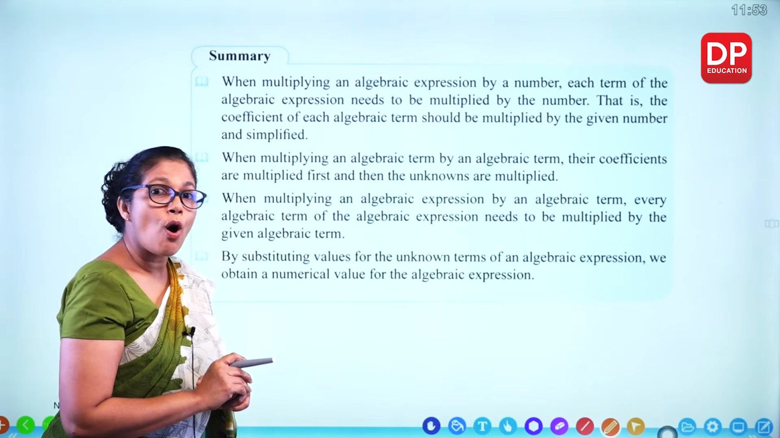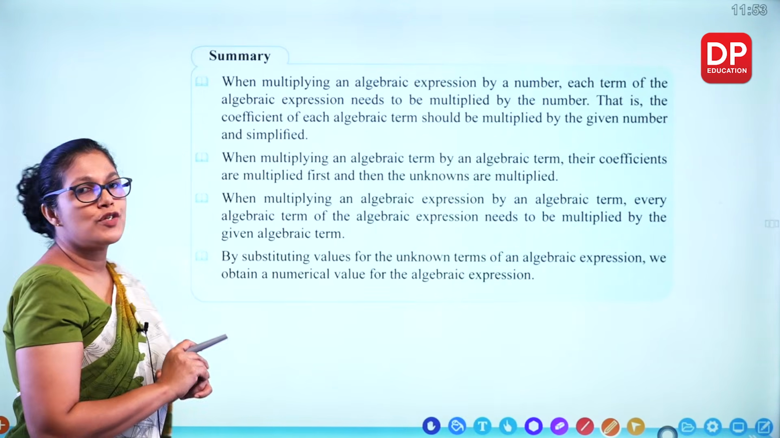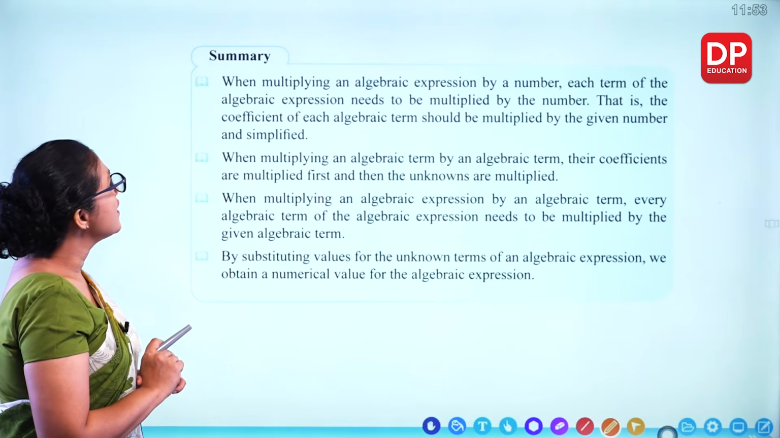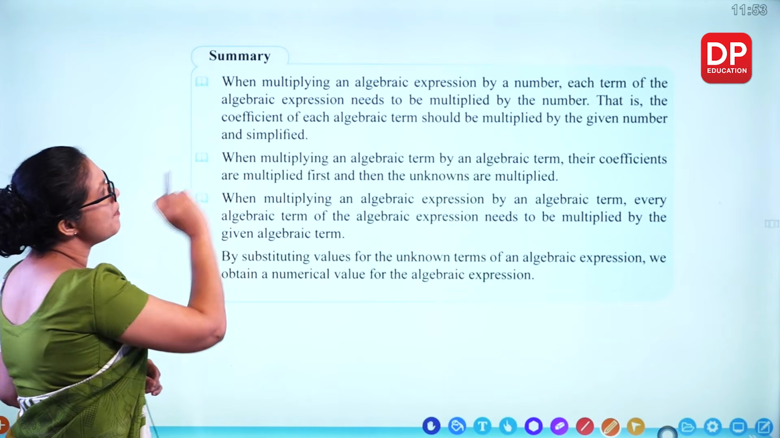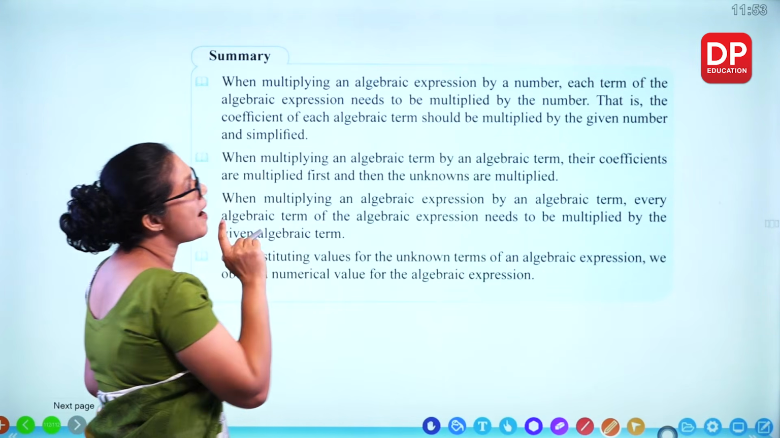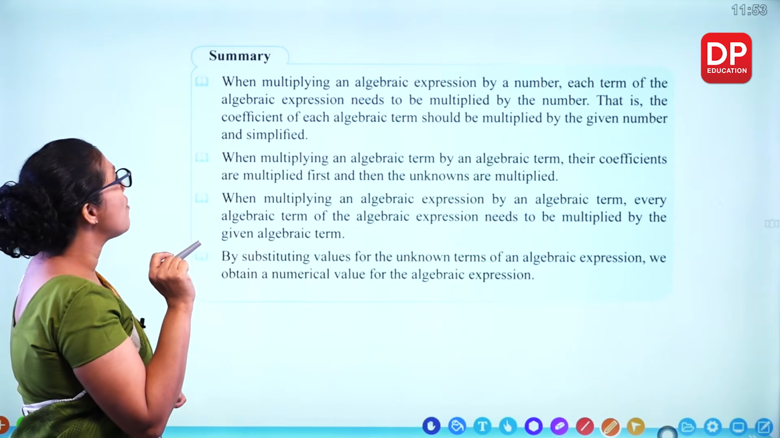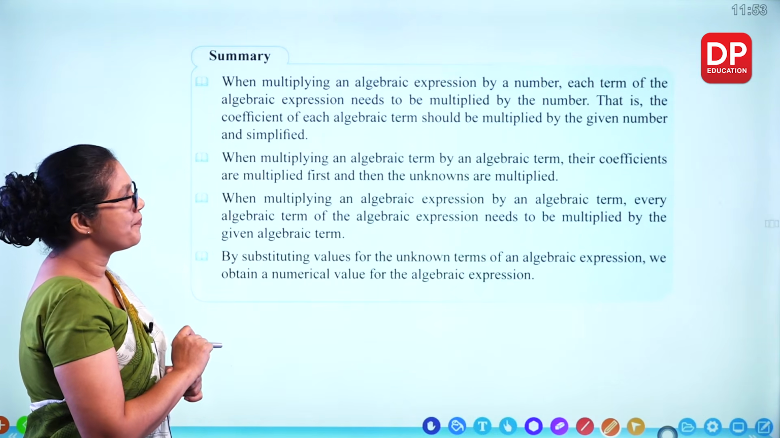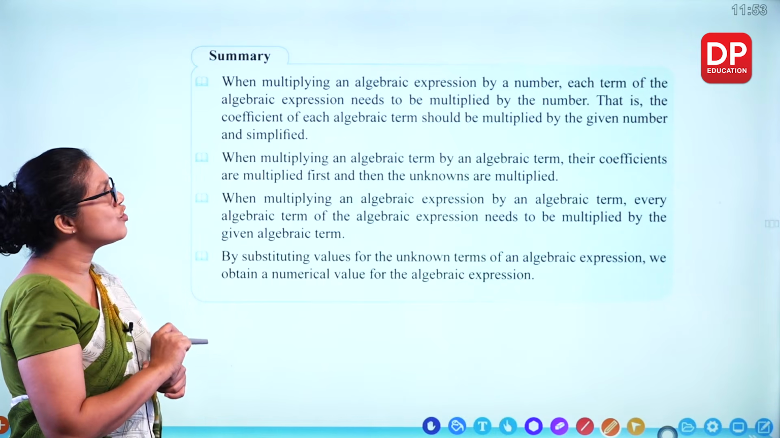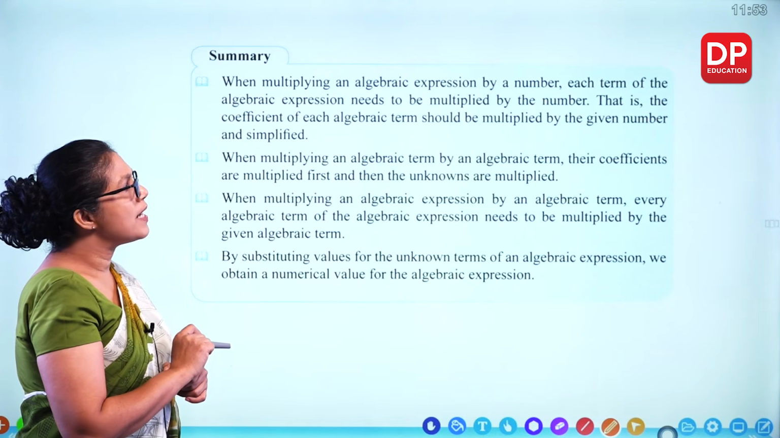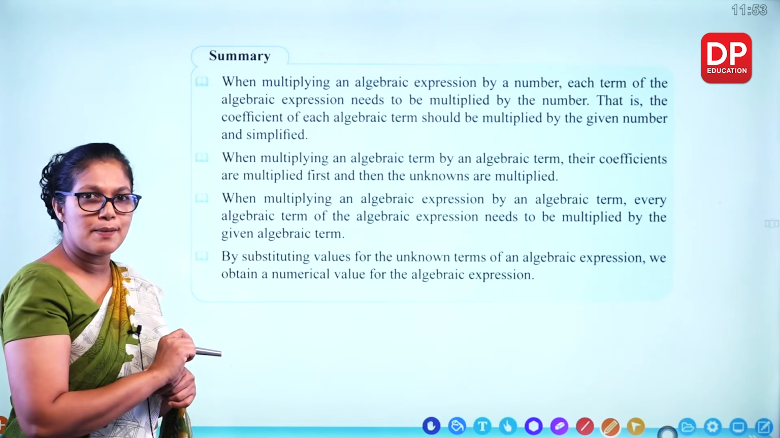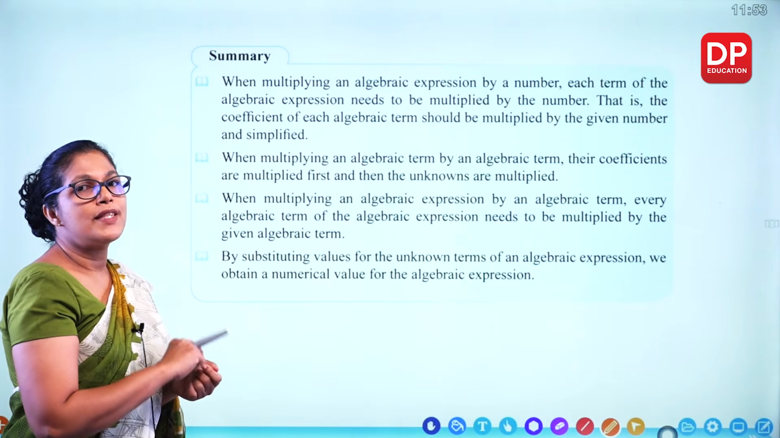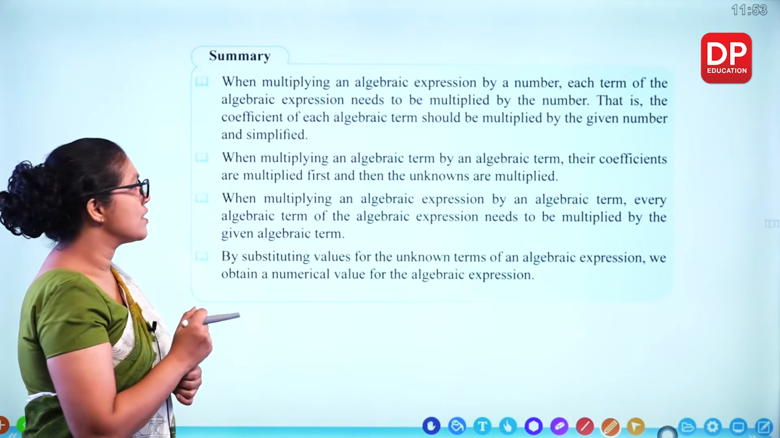So we covered all theory in algebraic expressions. So what are the things we did? When multiplying an algebraic expression by a number, each term of the algebraic expression needs to be multiplied by the number. That is, the coefficient of each algebraic term should be multiplied by the given number and simplify. So make sure that you multiply by the coefficient.